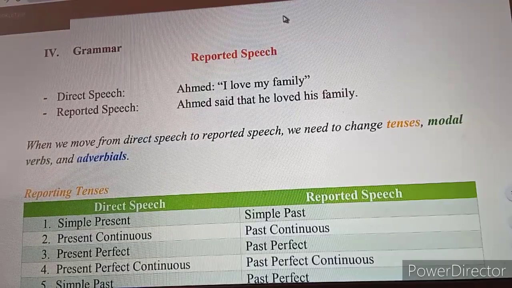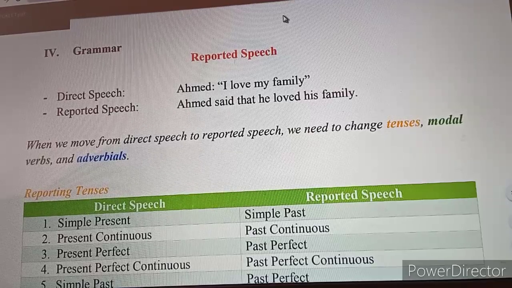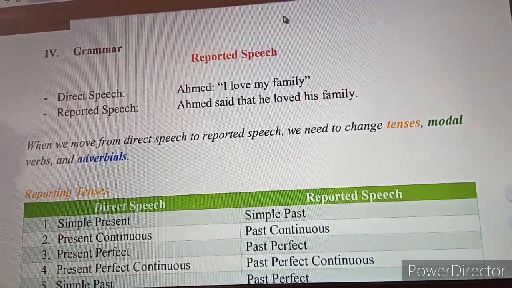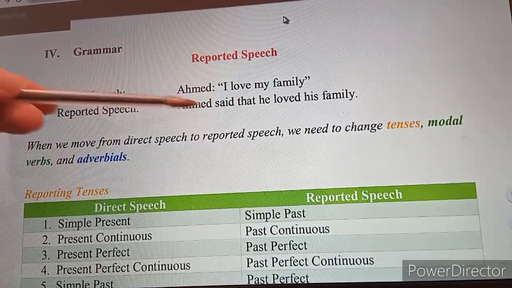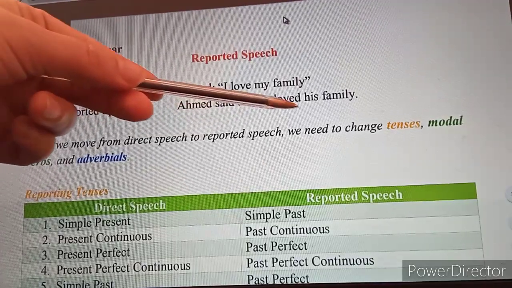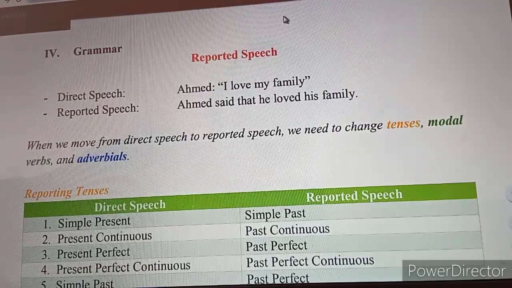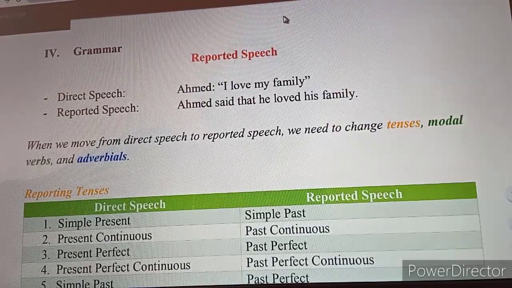Ahmed said something in direct speech and we will report it. So in the reported speech we will say: Ahmed said that he loved his family. Clear?